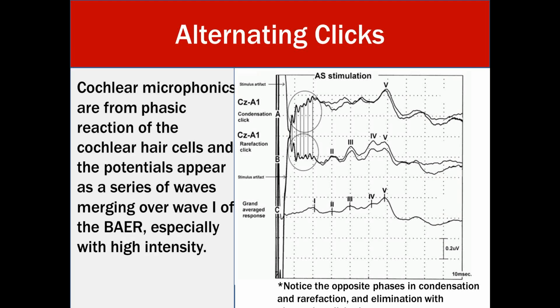So here we look at alternating clicks. Cochlear microphonics are the phasic reaction of the cochlear hair cells, and the potential appears as a series of waves merging over wave 1 of the BAERs, especially with high intensity. So we get this stimulus artifact coming from these cochlear hair cells that can overlap wave 1, making it unreliable. When we use alternating clicks, like on the last trace at the bottom, it gets rid of this cochlear microphonic, and we have a nice smooth wave until we get to wave 1.